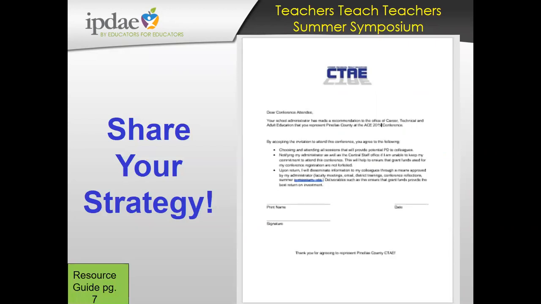So this editable document is in your resource guide. This is the conference agreement form that we have everybody that attends an out-of-district training or conference. It states, your school administrator has made a recommendation to the Office of Career, Technical, and Adult Education. You represent Pinellas County at the ACE 2019 conference. This is the one we used last year.